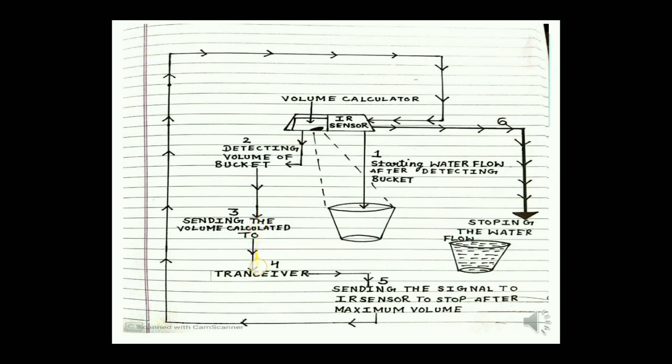Step 4. The transceiver receives the messages and communicates with the IR sensor and obligates the IR sensor to stop the flow of water after a certain volume, as per the instruction it received from the volume calculator.